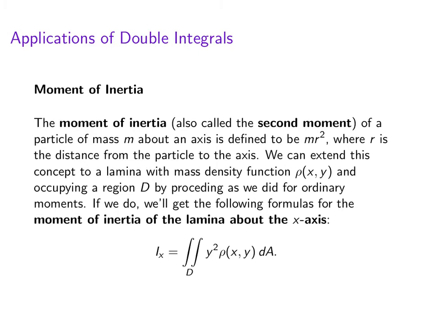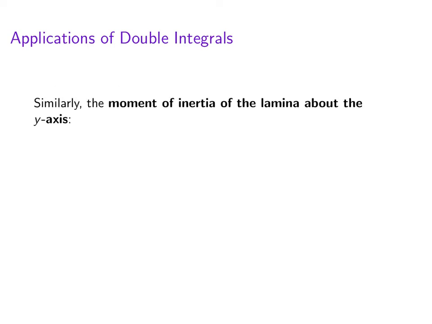The notation we'll use for the moment of inertia about the x-axis is I sub x. That's going to be equal to the double integral over the region of y squared times the density. This is different than when we did just the ordinary moment about the x-axis. There we didn't have a y squared, we just had a y. And in a similar way, we can compute the moment of inertia of the lamina about the y-axis. That's going to be I sub y, and that's the double integral of x squared times rho.